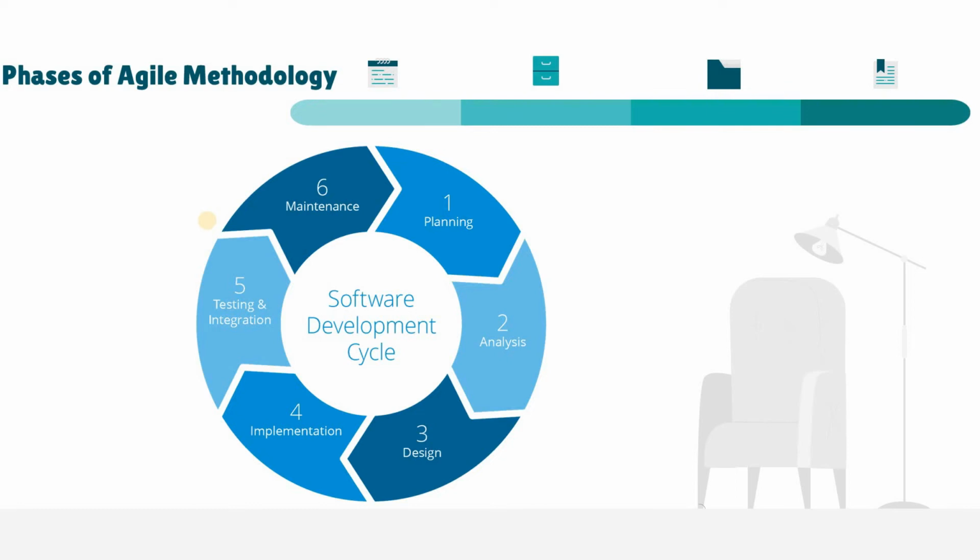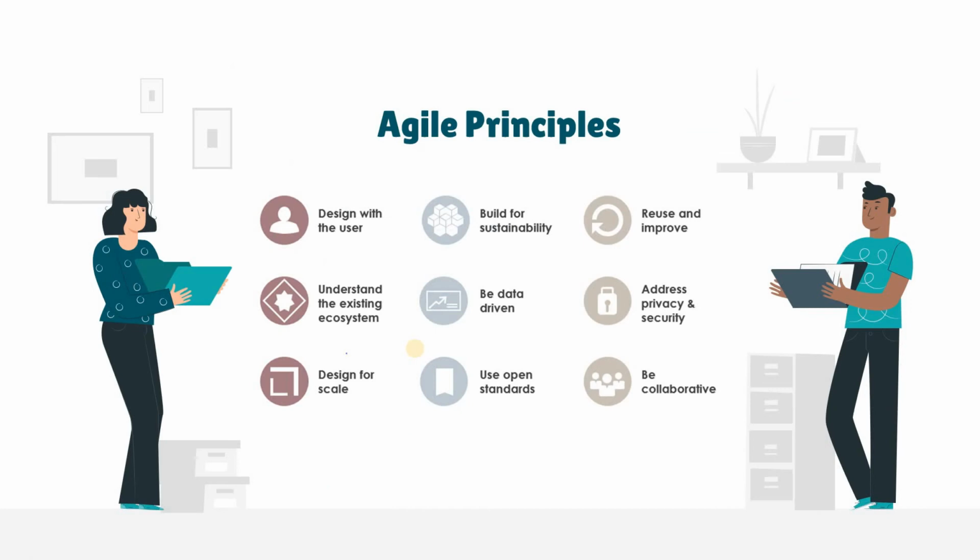After the whole development is completed, the whole team should maintain the system, which means server maintenance, database maintenance. So this is the cycle process. When you are developing the software, we need to follow this cycle. So this is the software development cycle in Agile.